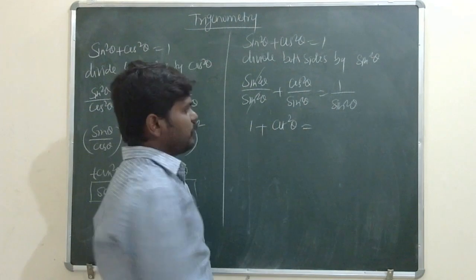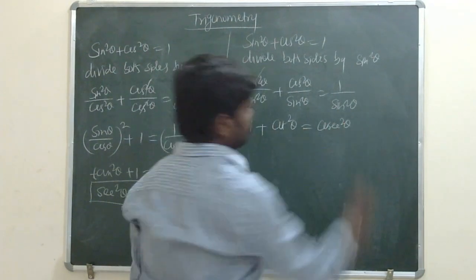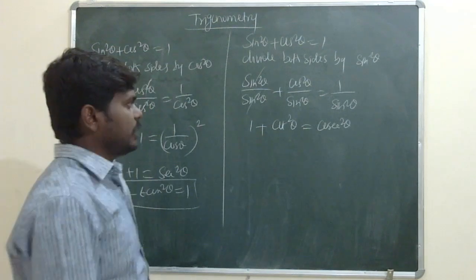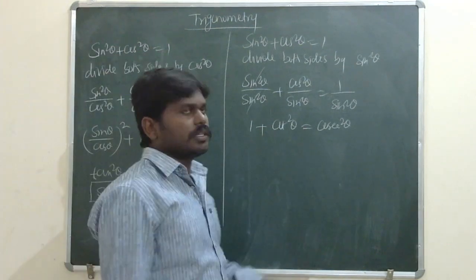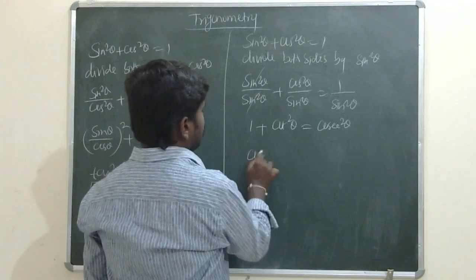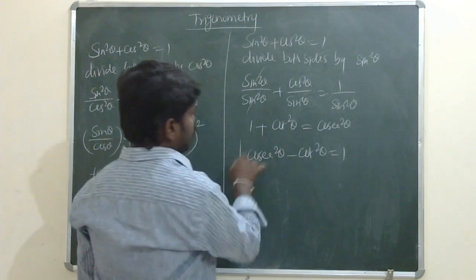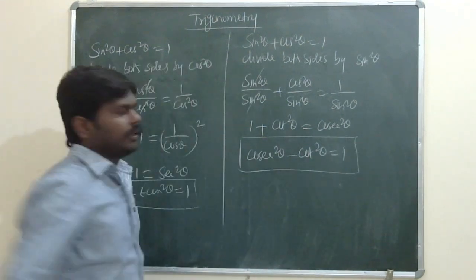It is a reciprocal. So 1 by sin is cosecant. So here cosecant square theta. And this also can be written as what? Cosecant square theta minus cot square theta is equal to 1. So this is one more identity.